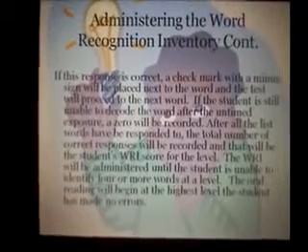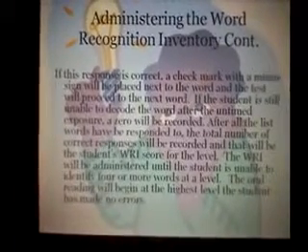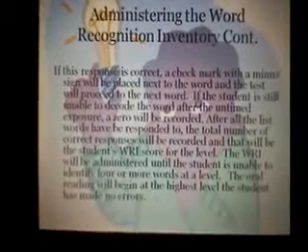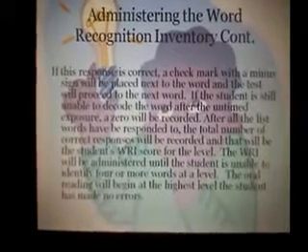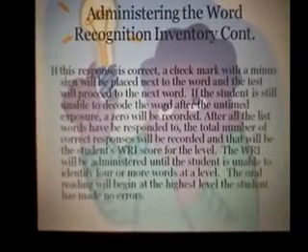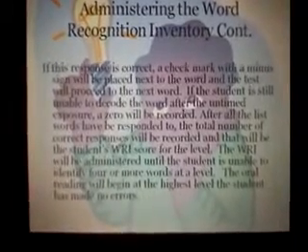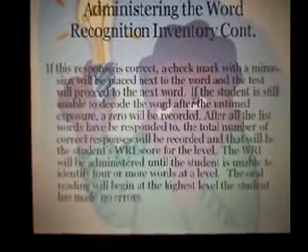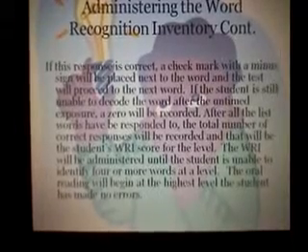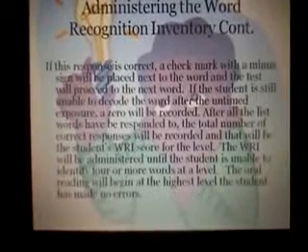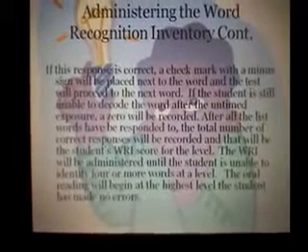If this response is correct, a check mark with a minus sign will be placed next to the word, and the test will proceed. If the student is still unable to decode the word after the untimed exposure, a 0 will be recorded. After the list words have been responded to, the total number of correct responses will be recorded, and that will be the student's WRI score for that level. The WRI will be administered until the student is unable to identify 4 or more words at a level. The oral reading will begin at the highest level the student has made no errors.